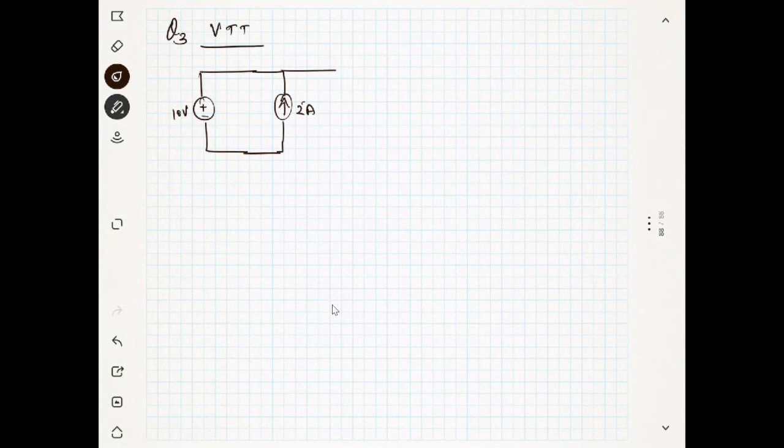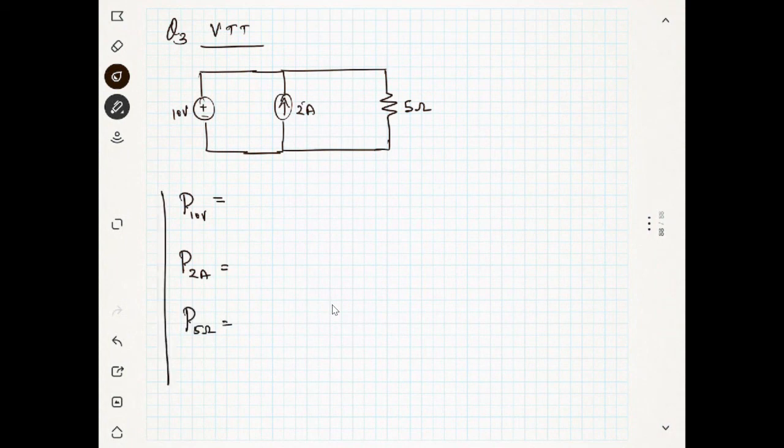And we have a resistance, which is 5 ohms. Okay. Now we want to verify Tellegen's theorem. We have a 10 volt battery. How much power across this 10 volt battery? How much by this 2 ampere current source? And how much by this 5 ohm resistance? That's what we are going to find out.